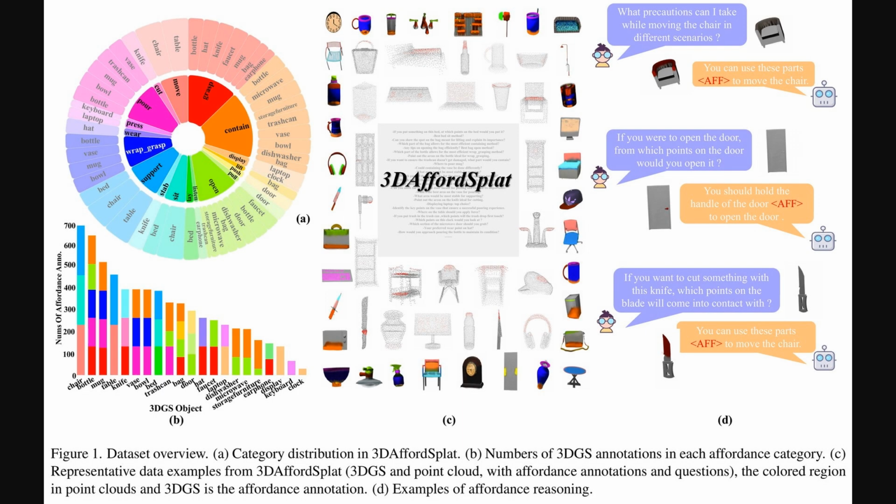All right. So Figure 1 gives us a good look at the 3DAffordSplat dataset. Part A is a wheel diagram, linking object categories to their affordances, like grasp for a mug. Part B is a bar chart, showing the number of annotations. These are labels marking the functional parts of objects. Then, Part C shows data examples. You can see it's multimodal, meaning it has various data types like 3D Gaussian splatting models, point clouds, and text, with colored areas highlighting the affordances. And Part D shows example interactions, like an AI identifying which part of a door is the handle.